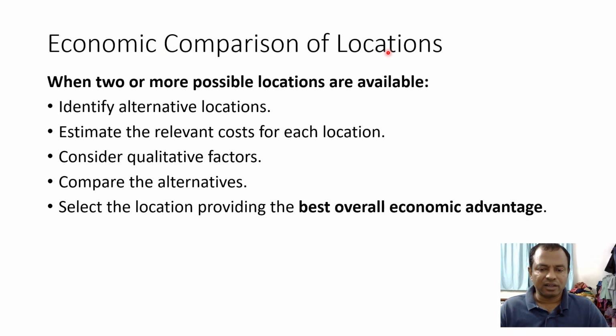Then if we have many options to consider, we have to economically compare all these locations. When two or more possible locations are there, we have to do an economic comparison among these locations. So we will identify the alternate locations, then estimate the relevant cost for each location, consider qualitative factors and compare the alternatives. Select the location providing the best overall economic advantage.